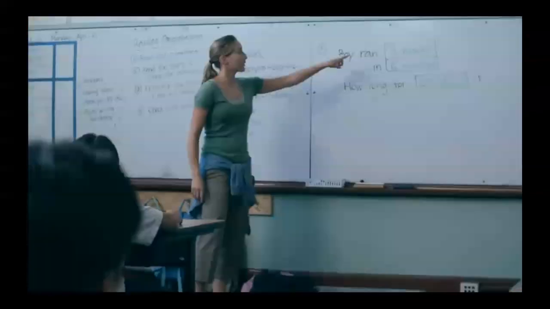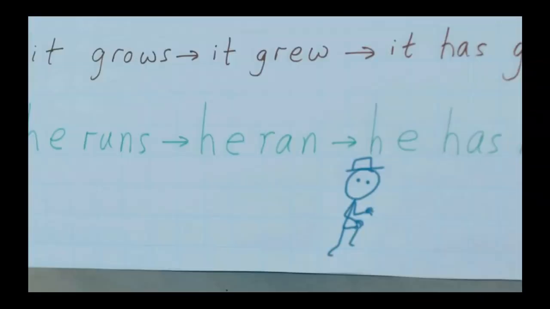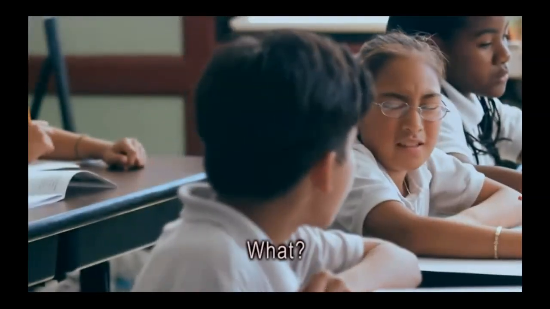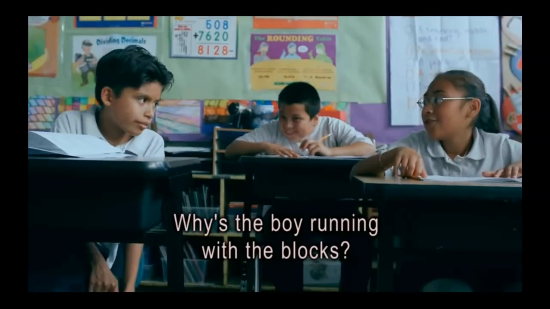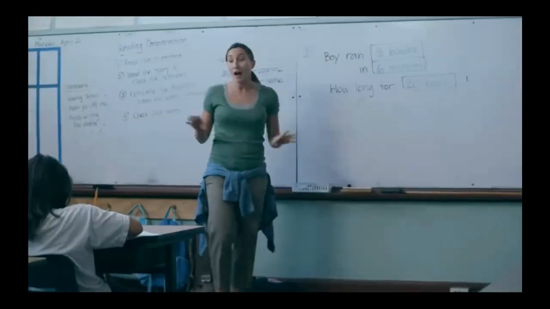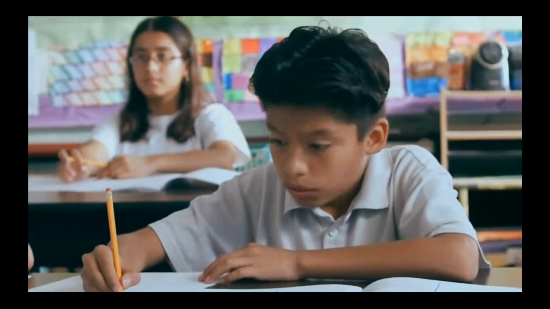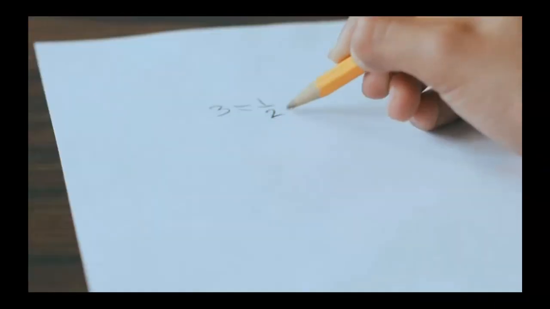So the boy ran 3 blocks. So everyone write 3 blocks. How long did it take him to run 3 blocks? Michelle? 6 minutes. Very good, 6 minutes. All right, so then we take 3 blocks and 6 minutes. ¿Por qué el niño corre con los bloques? The question is going to ask us, how long will it take him to run 20 blocks? What do we do? How many minutes is that per block? 8 minutes. Try and remember to raise your hand if you want to answer, okay?